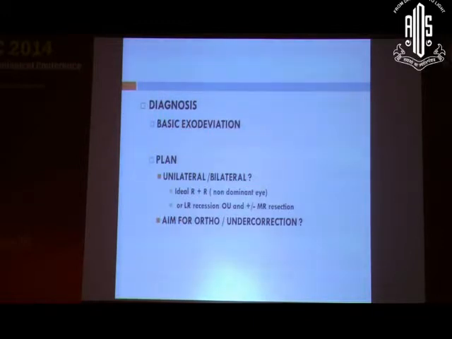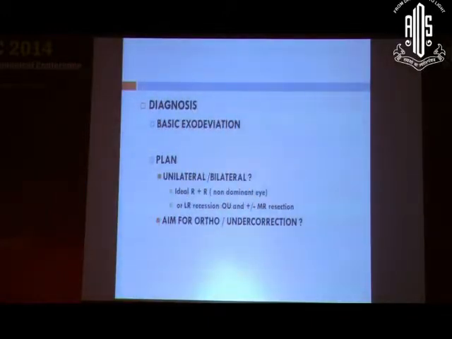Now, what should be the aim? Whether we should go for an ortho, an over-correction or an under-correction. Now, in such cases, one should aim for a slight eso of around 5 to 10 prism diopters in the immediate postoperative period.